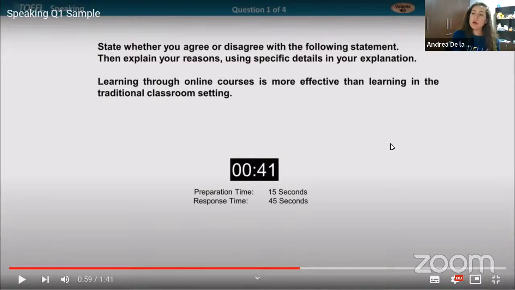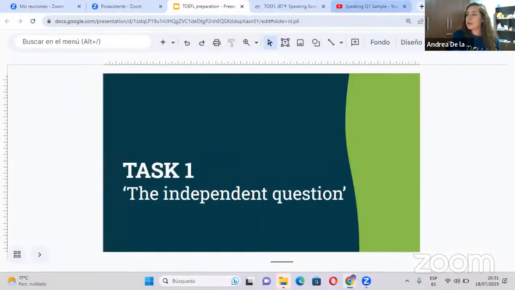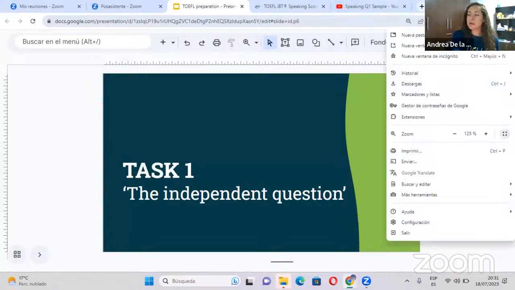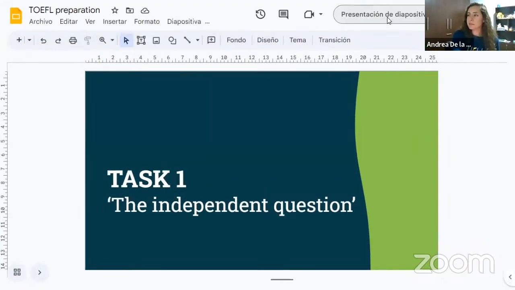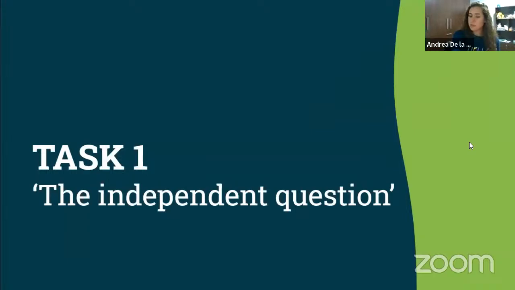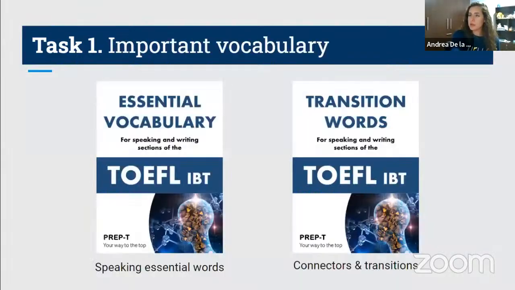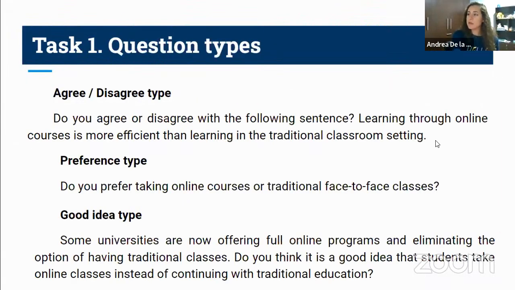Now, this is not the only question type though. There are more. That one is called the agree and disagree type, but it's not the only one. So, for example, let's see. Okay, these are the other types. The agree and disagree type is the one that we just saw, right? Do you agree or disagree with this statement? But we also have the preference type.